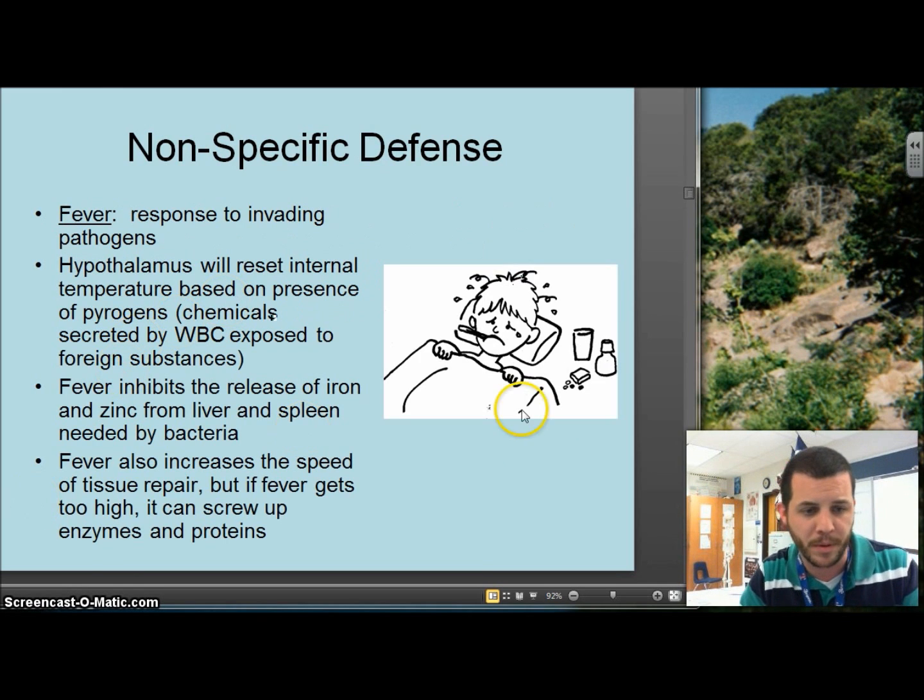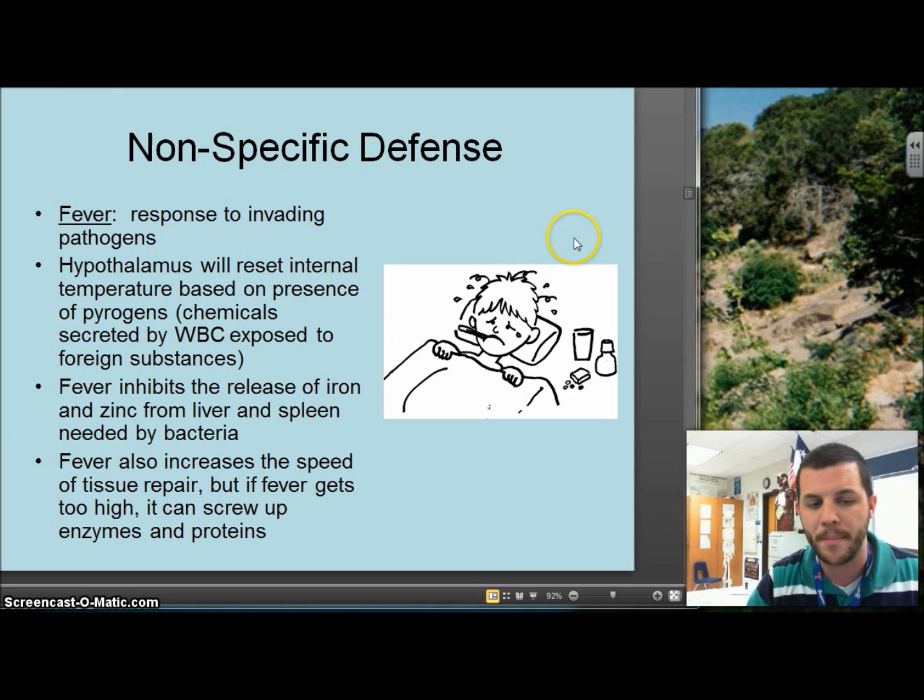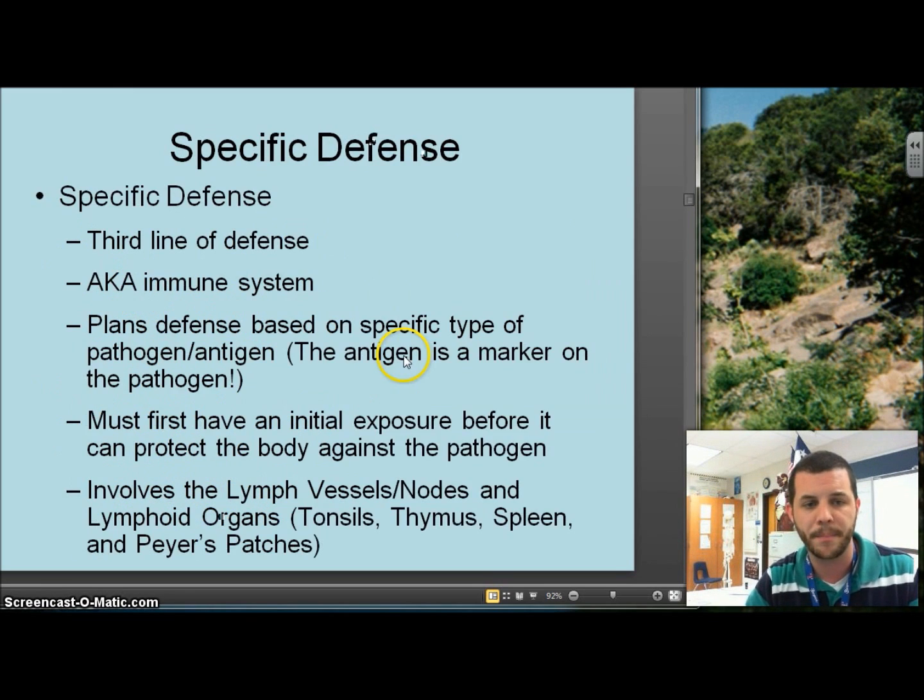Fever is also a non-specific defense. What's actually happening here is that your hypothalamus is resetting your internal temperature. This is going to prohibit the release of iron and zinc, which are things that are needed by bacteria. And so when that happens, the bacteria can't survive. It also increases the speed of tissue repair. But if it gets too high, it can mess up your enzymes and your proteins and things like that.